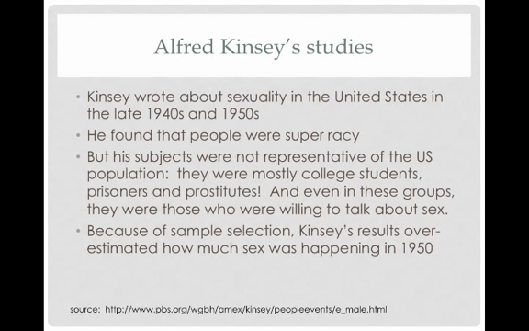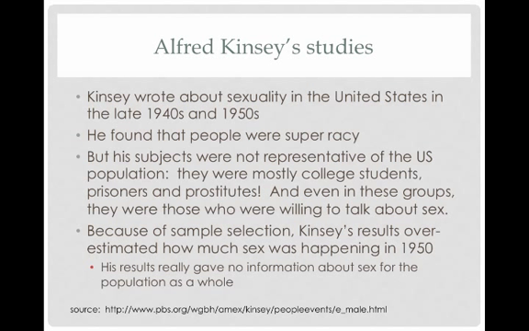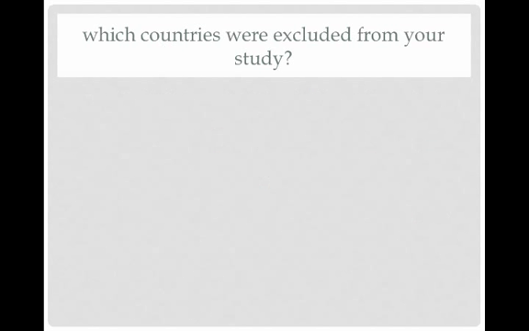Because of the sample selection, Kinsey's results overestimated how much sex was happening in 1950. And his results really gave no information about sex for the population as a whole. So that's a really good example of sample selection. When you have sample selection, it makes it really hard to say anything.